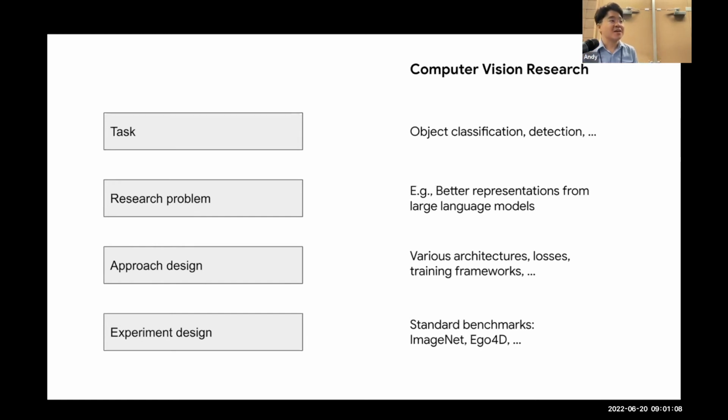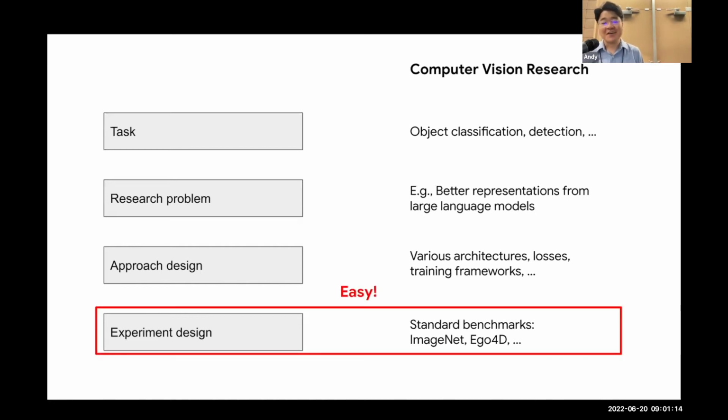And if you actually ask me which part among these four is easiest as a computer vision researcher, I'll definitely say it's this one. I mean, once you decide to work on object classification, ImageNet is a must. We cannot really avoid it. We cannot convince anybody without testing it on ImageNet. So I don't even need to think about it. I just try to follow whatever people have been using in previous papers, and that's pretty much it.